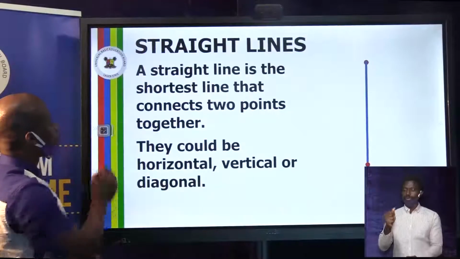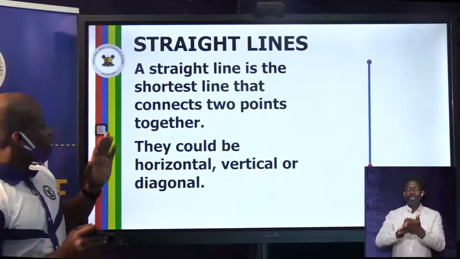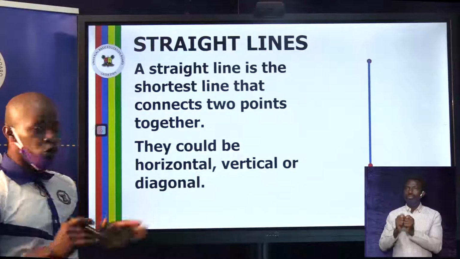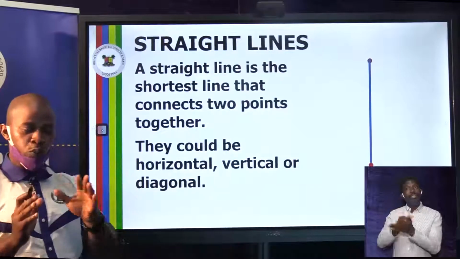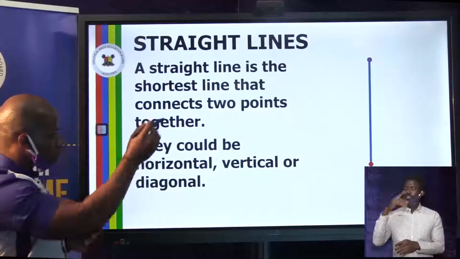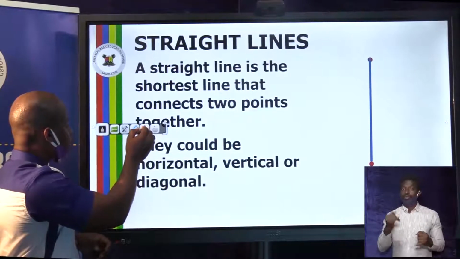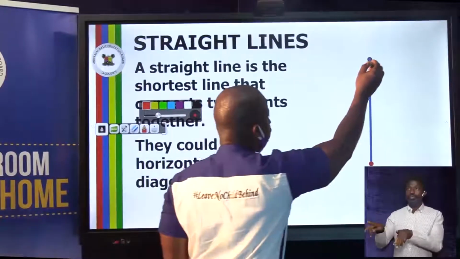Now, a straight line is a type of line. It connects 2 points together, but of all the lines that connect 2 points together, a straight line is the shortest one. Now, you have 2 points there. We can draw several lines to join these points together.